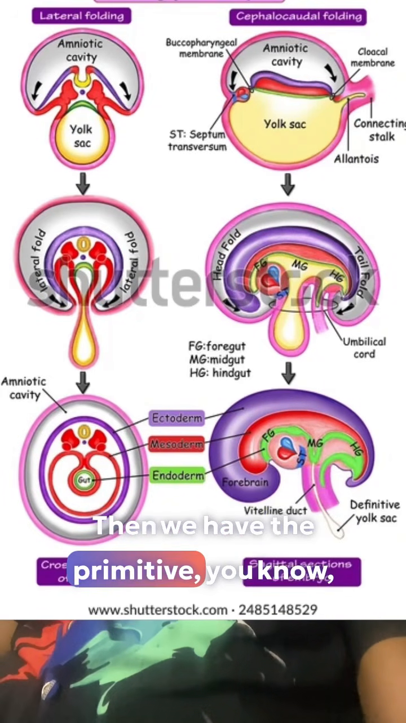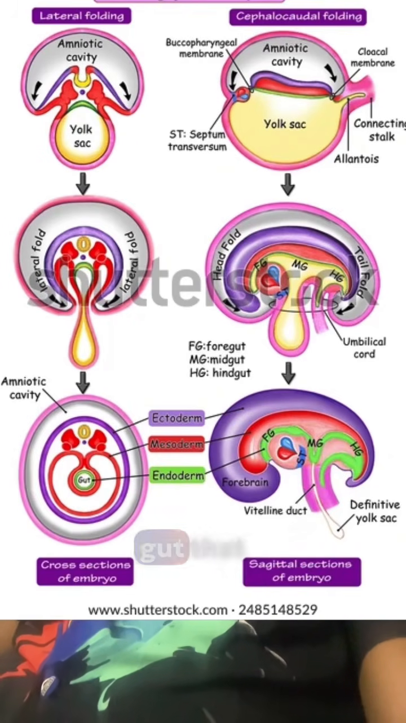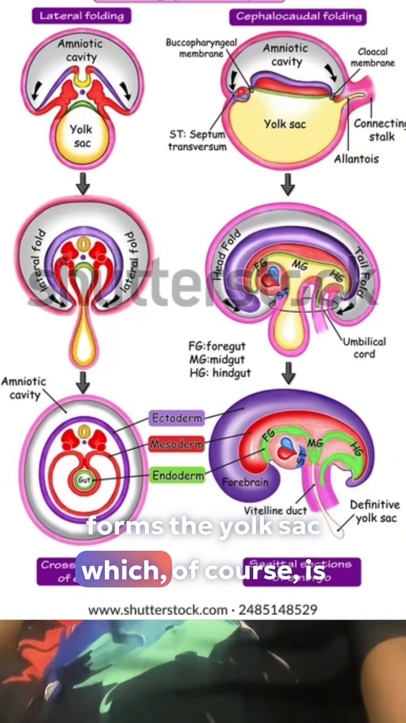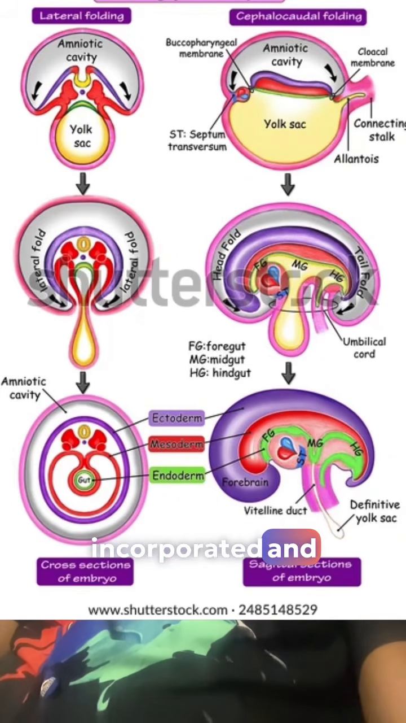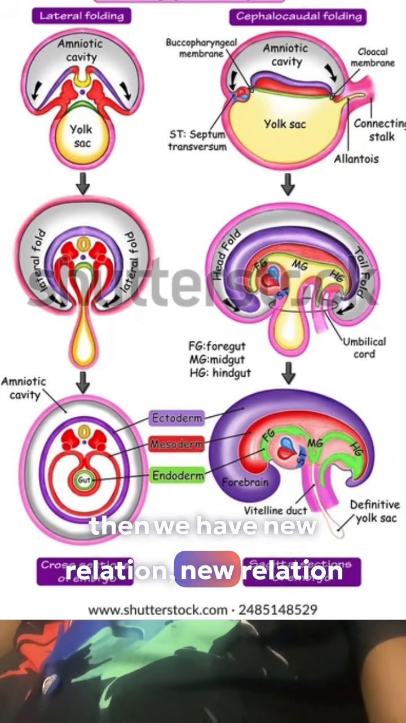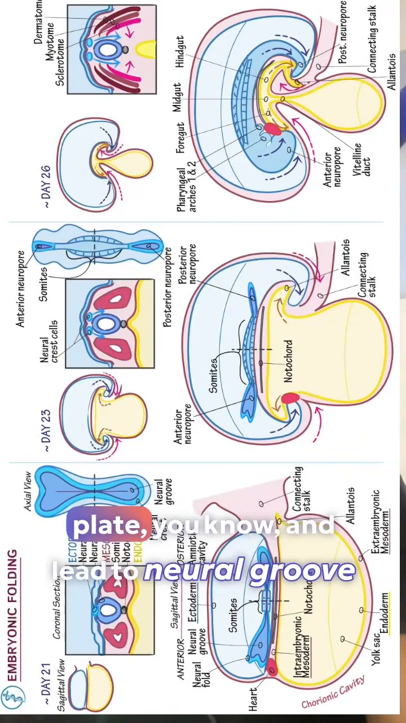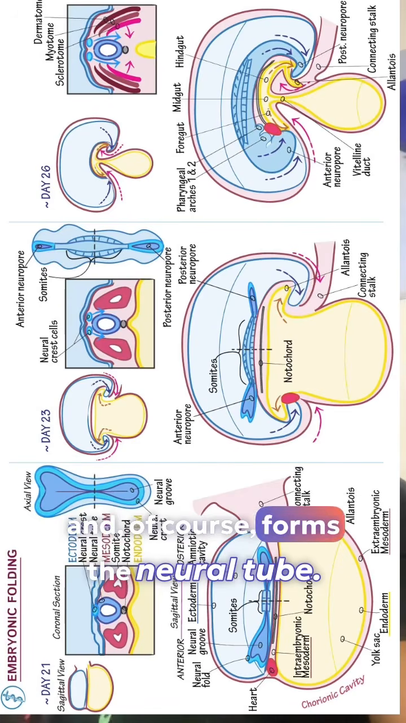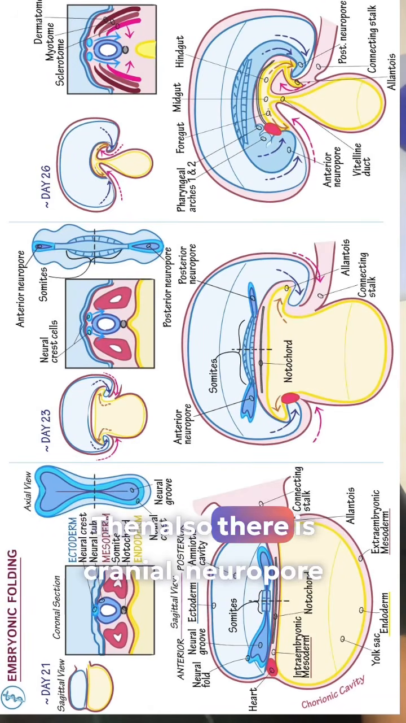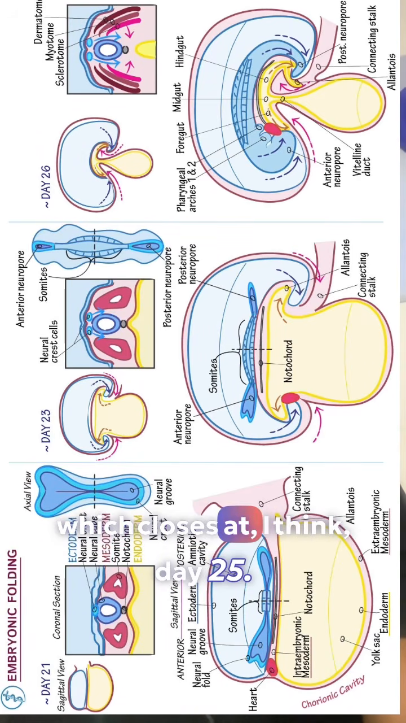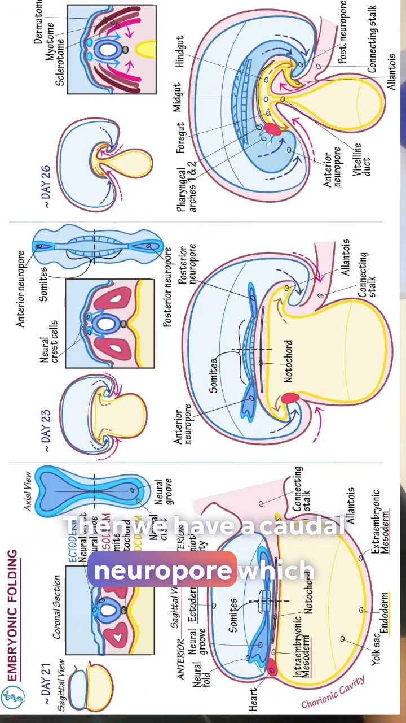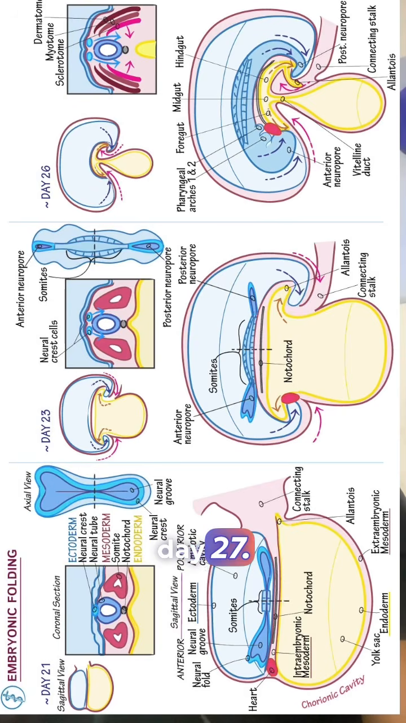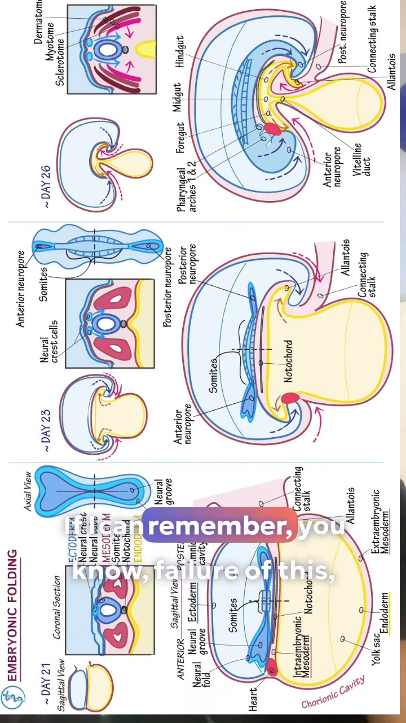Then we have the transverse folding, that's the lateral folding, which converts the flat disc into a cylindrical embryo. Then we have the primitive gut, that forms from the yolk sac, which is incorporated. And then we have neurulation. Here the neural plate leads to the neural groove and forms the neural tube. Then there is the cranial neuropore, which closes at, I think, day 25. And the caudal neuropore closes at day 27, if I can remember.